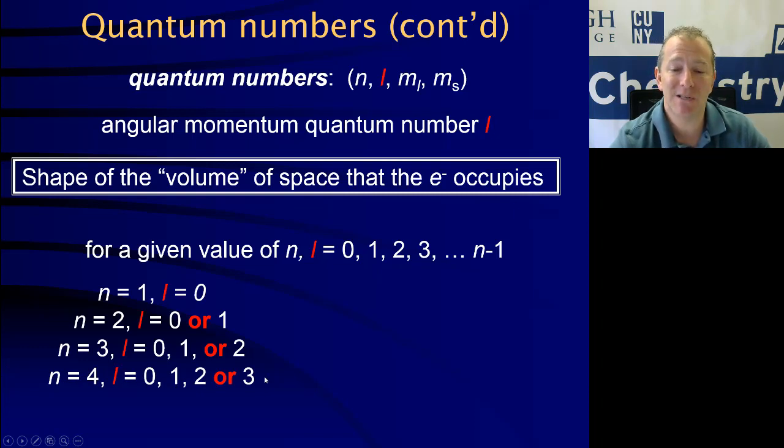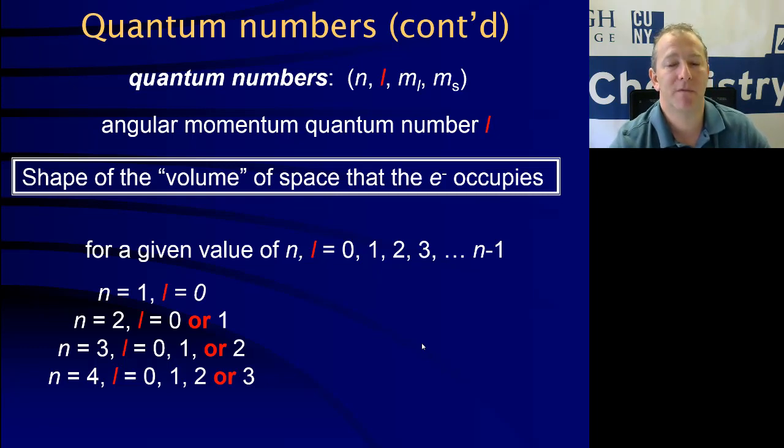Now that's as high as is currently known, but again, since n could be 5, 6, or 7, theoretically for n equals 7, you could have l equals 0, 1, 2, 3, 4, 5, or 6. They're currently not known. For the elements that we have, we don't need orbitals with those values of l, but theoretically they could exist.